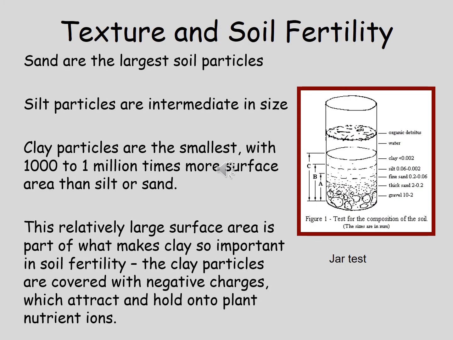As I said earlier, sand particles are the largest soil particles in the texture category, and silt particles are intermediate in size, and clay particles are the smallest, with 1,000 to 1,000,000 times more surface area than silt or sand.